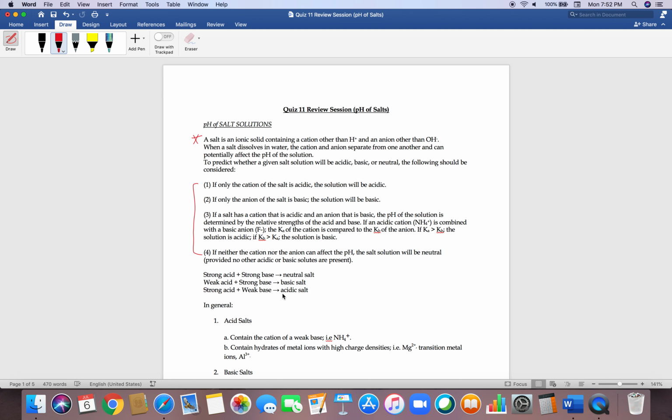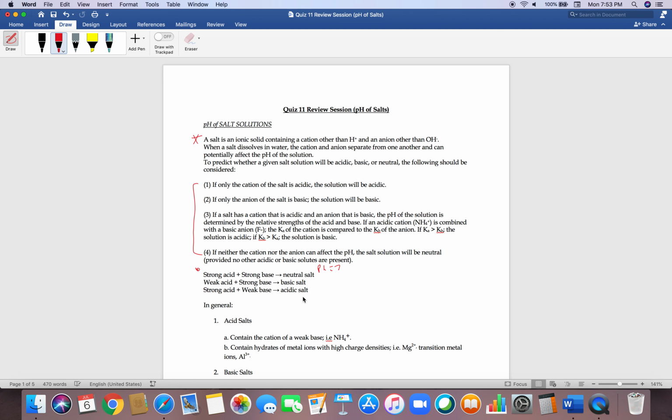But when applying them, it can be challenging. So what I have down here is really the concept of determining whether a salt is acidic, basic, or neutral. When you mix a strong acid and a strong base, you get a neutral salt. The strong and the strong cancel each other out, so you get a pH that is equal to 7.